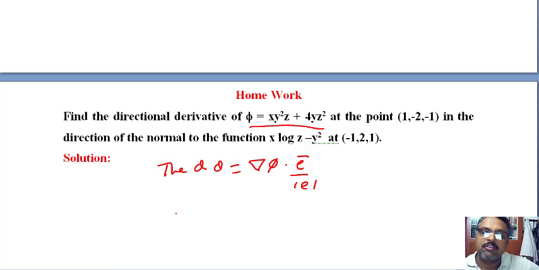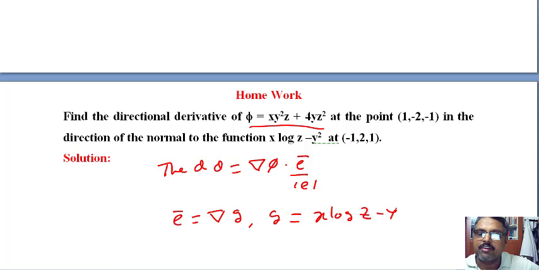So what is e bar? e bar is del g. Here g equals x log z minus y square. Now find the gradient of phi at this point and the gradient of g at this point. You will get e bar. After finding e bar, just find the directional derivative. You will get the required solution.